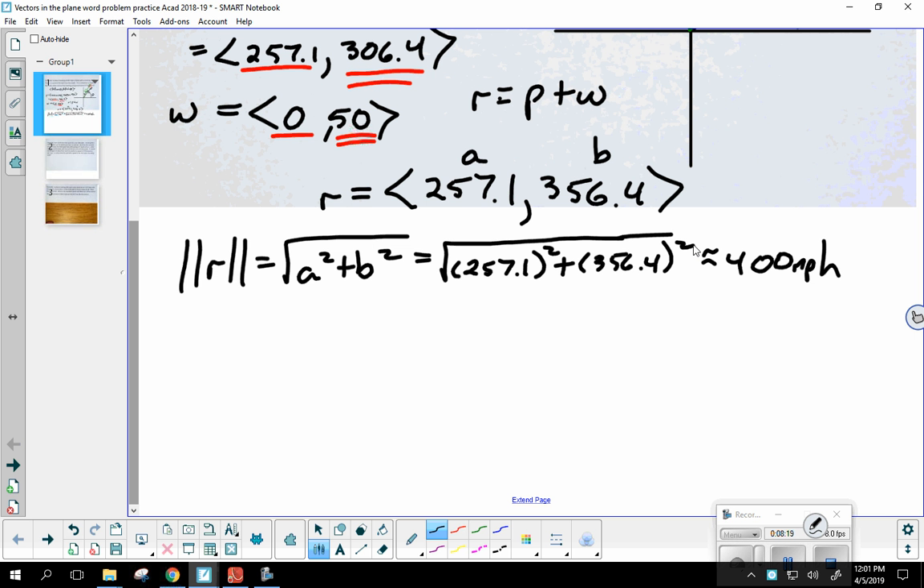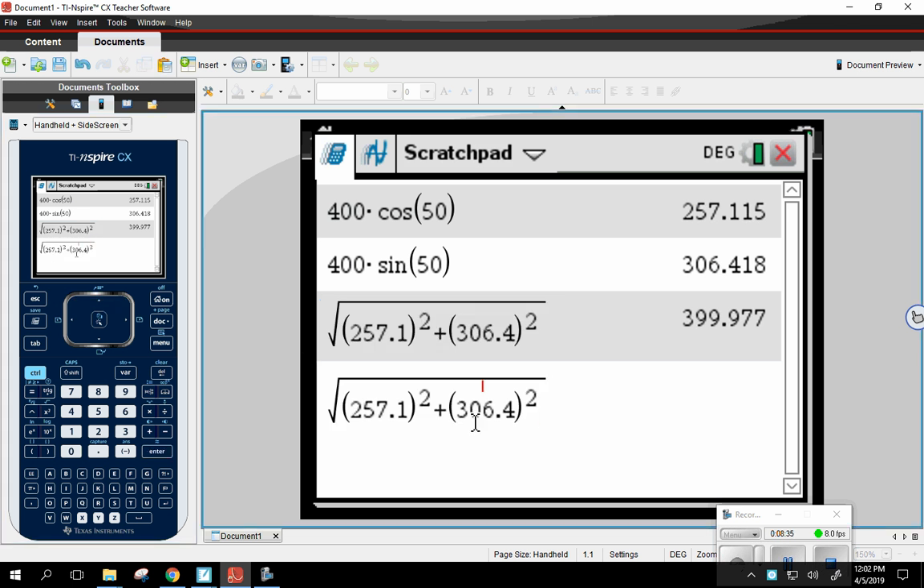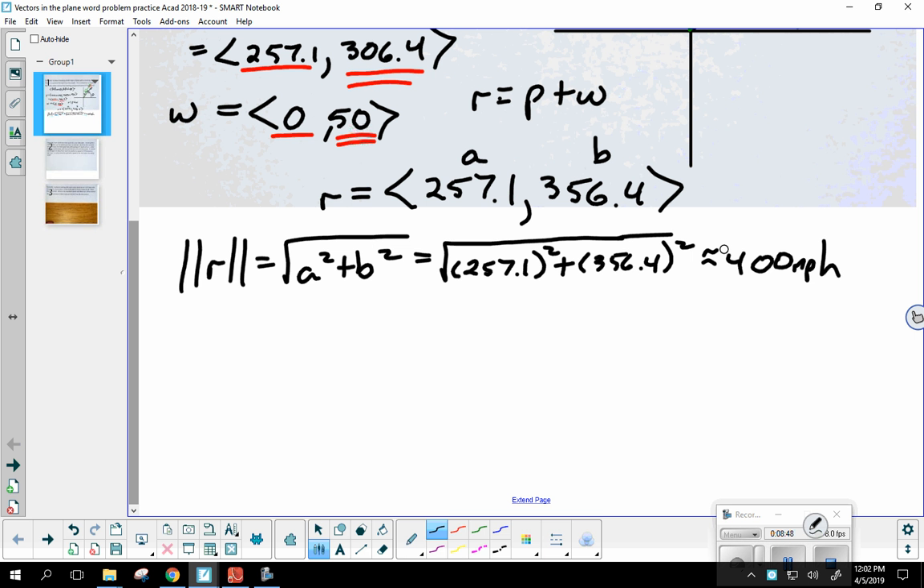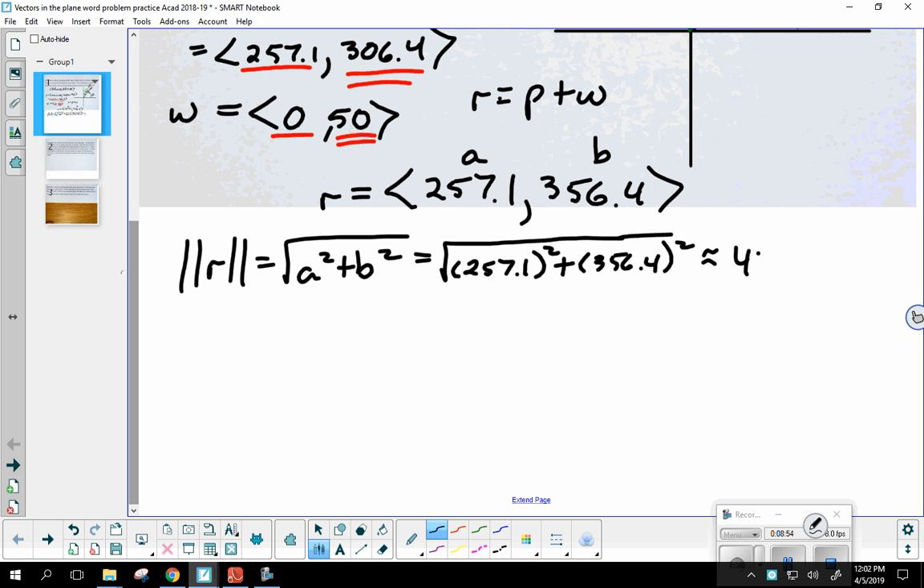Did I make a mistake? Wait, did I type in the wrong number? I sure did, didn't I? I was just thinking about that. That should be 356, because I used the original value right there. Because I was thinking, why wouldn't that have affected that? And also, I was just seeing if you guys are paying attention. So yeah, we're good to go. All right. So there we go. That's better. 439.5. Because I was like, that wind has to have an effect on that plane. I just completely forgot that answer. 439.5. So, 439.5 miles per hour.